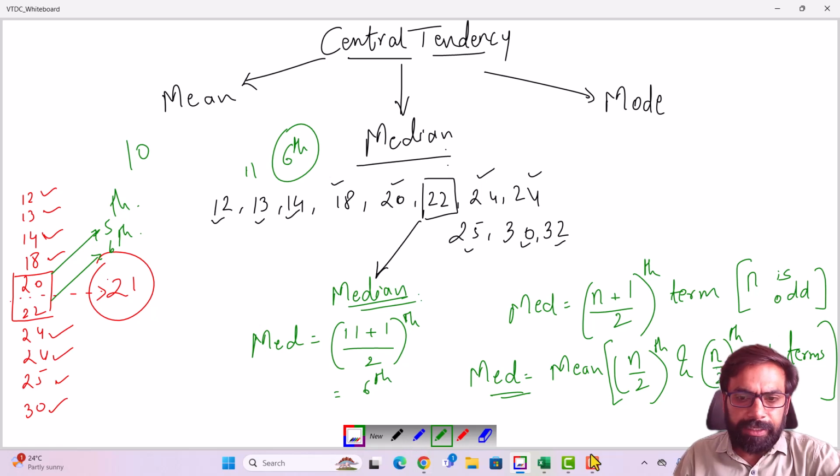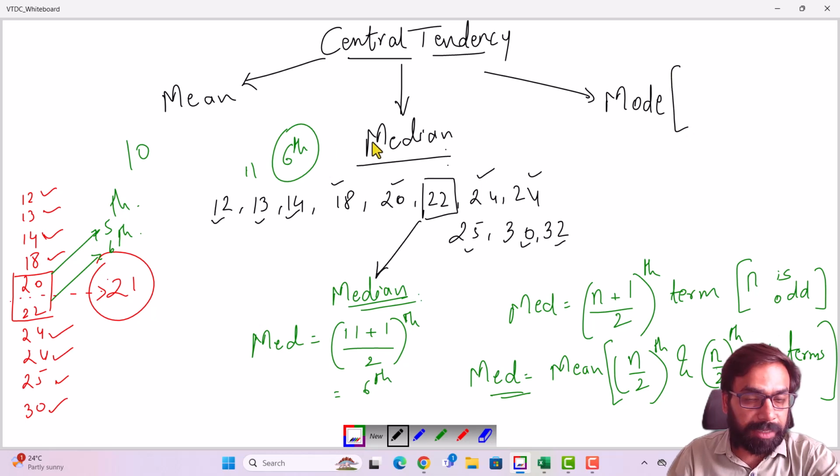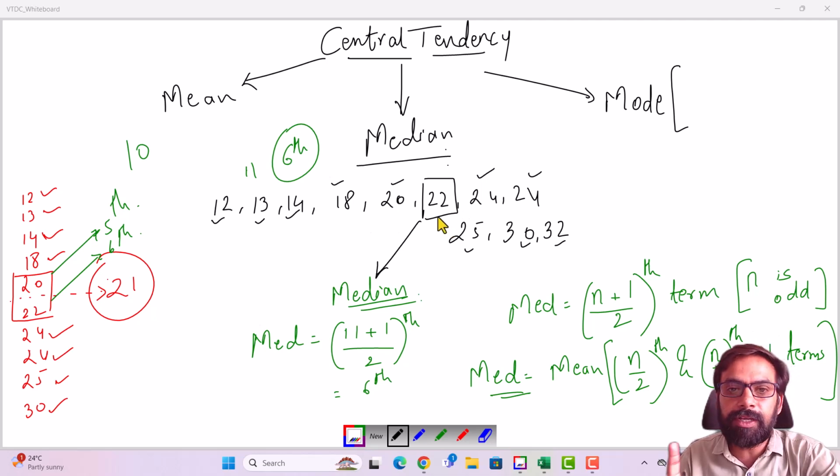Now, let's look at mode. What do you mean by mode? Mode is nothing but that quantity or that value which is occurring the most number of times. For example, if I take the same data, in this case I've taken almost all the values quite different from each other, but we can see 24 is repeating. Rest of the other values are coming only once.